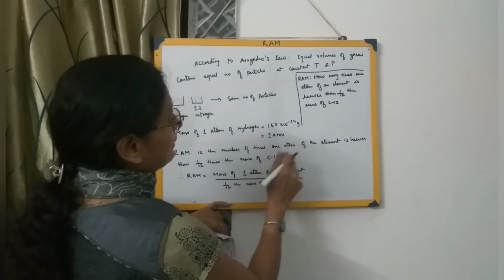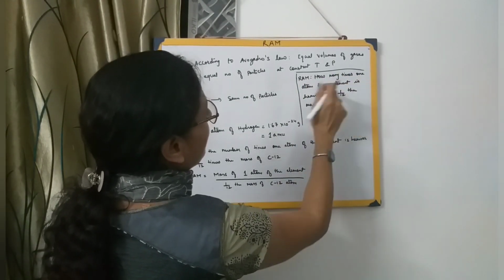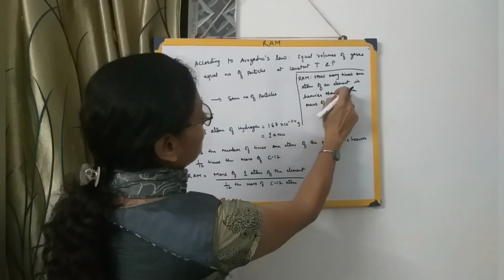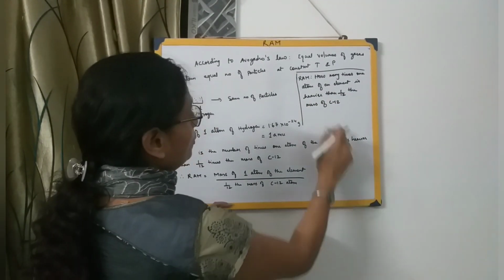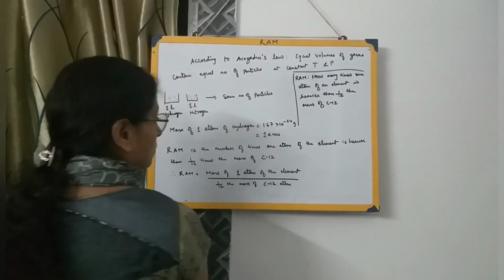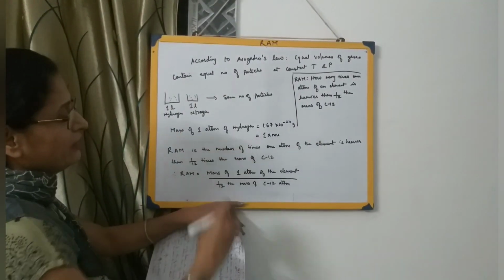What does it mean? Relative atomic mass means how many times one atom of an element is heavier than 1 by 12 the mass of carbon 12. Now look here, 1 by 12 the mass of carbon 12. What does it mean? What is 1 by 12 the mass of carbon 12? Just go through it, then I will rub it off.